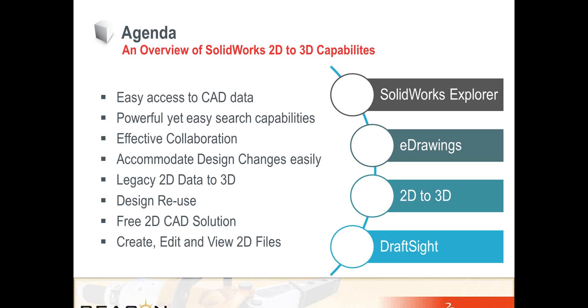Okay, this is our agenda for today. We'll be talking about SolidWorks 2D to 3D capabilities extensively, and in this process, we'll look at several different capabilities of SolidWorks in the form of SolidWorks Explorer, which is an inbuilt explorer for your CAD data, using which you can have easy access to all your CAD files. It can be your 2D files, it can be your 3D files, and it also has powerful search capabilities built into it.